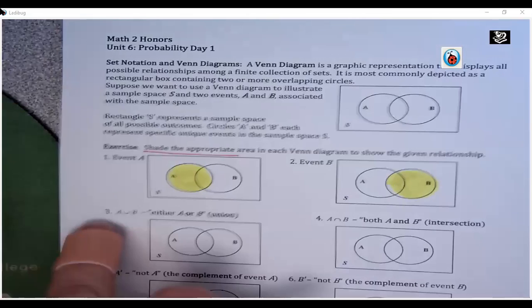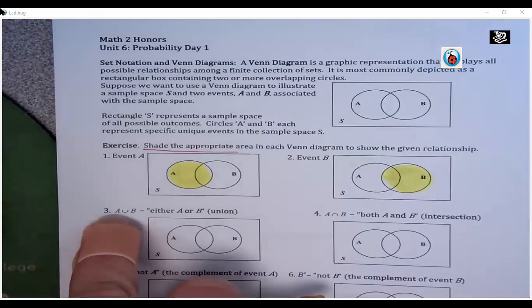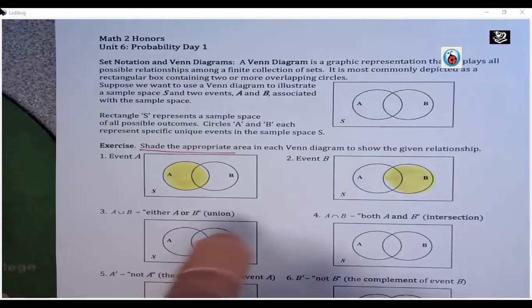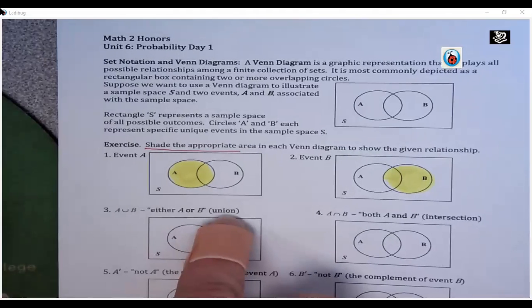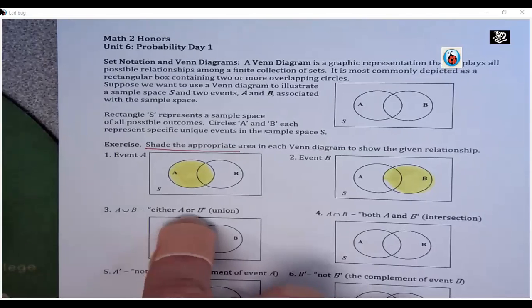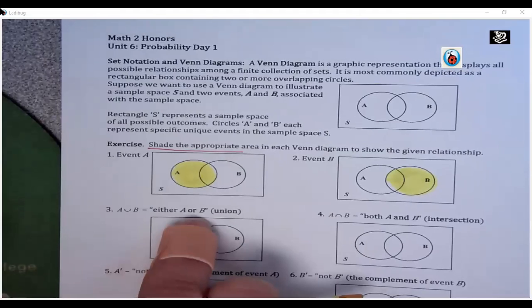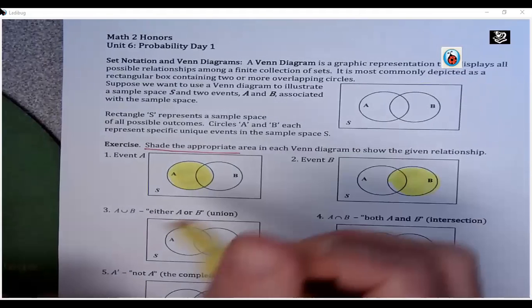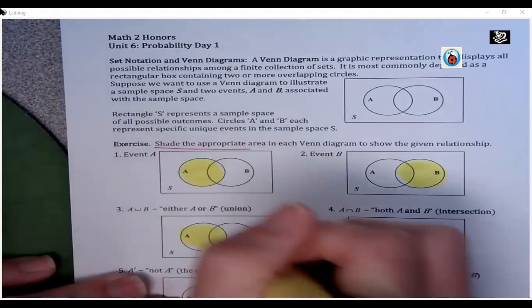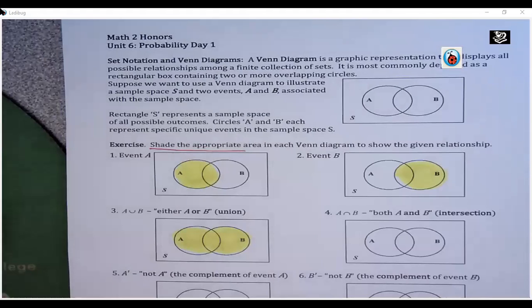Number three, go ahead and write this down, please. A with a U and a B. The U stands for union. That's a union symbol, but what it means is A or B. So this means A or B. So it can be in A or it can be in B. That represents everything in A or B, okay? So all of that.